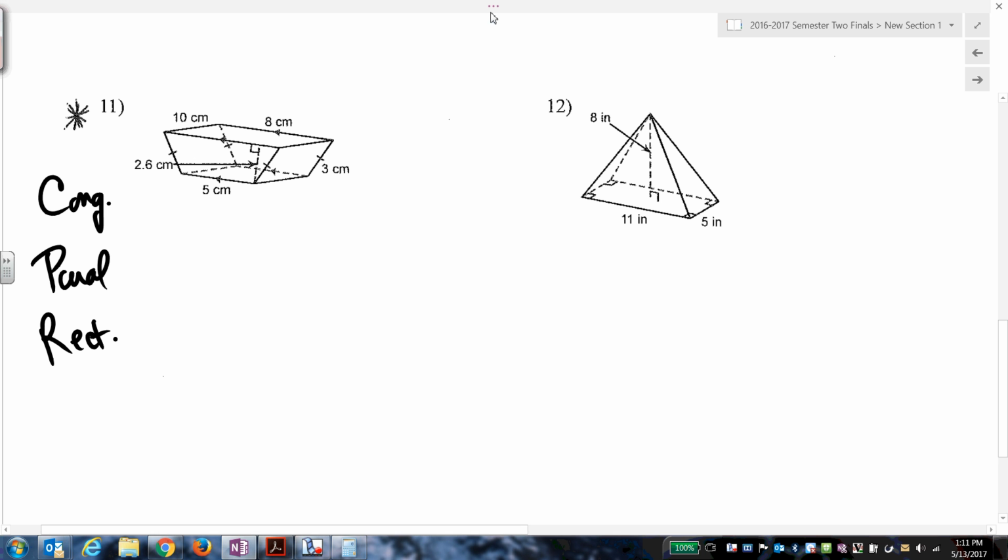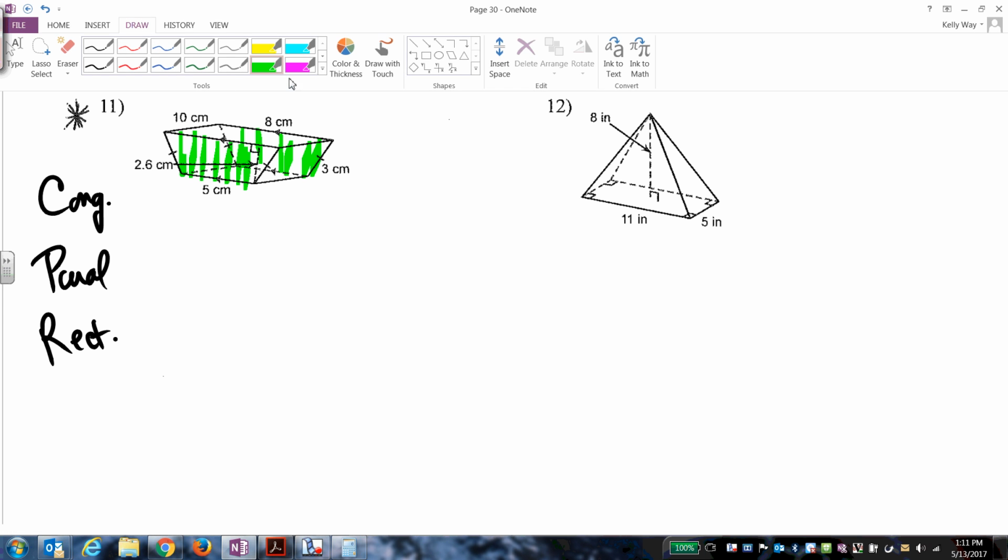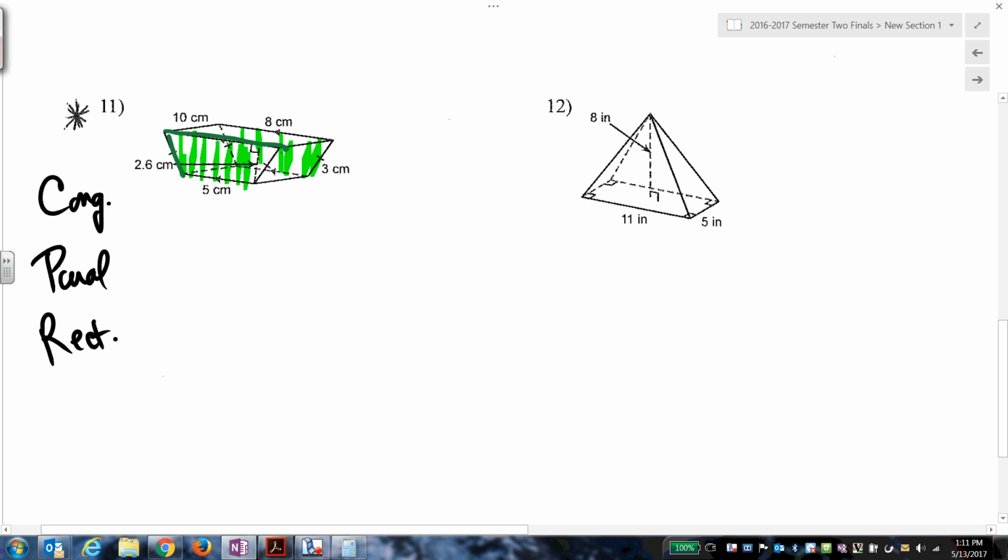So in number 11, my bases are the front and the back trapezoid. Let's trace one of them. So my volume here is going to be base times height. That's capital B, meaning area of, times my height, which is the distance between the bases. So if my bases are the front and back trapezoid, my height here is that 10.